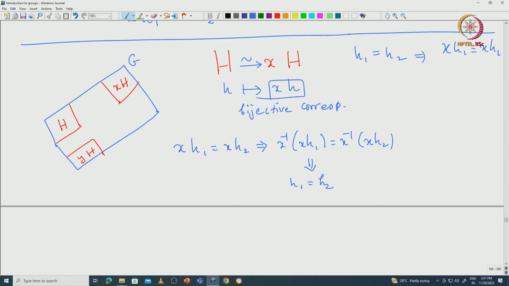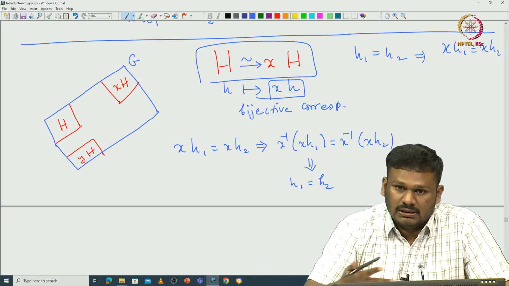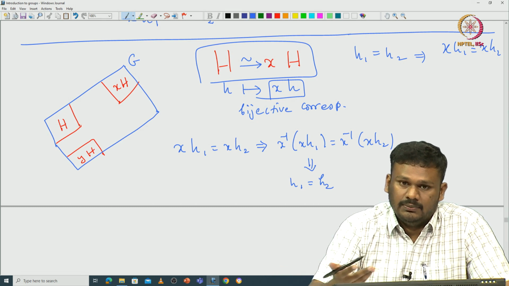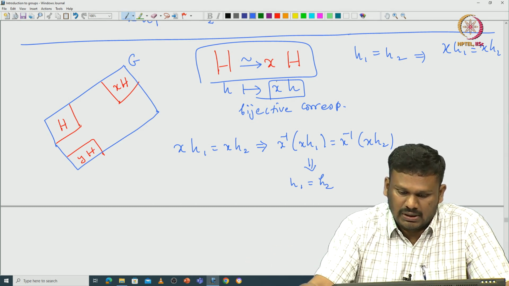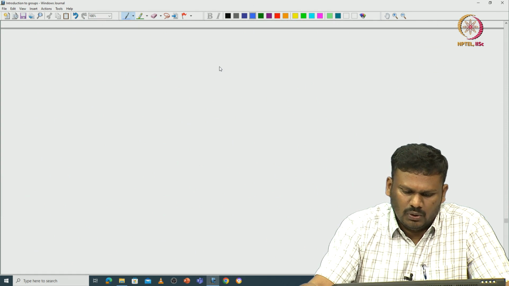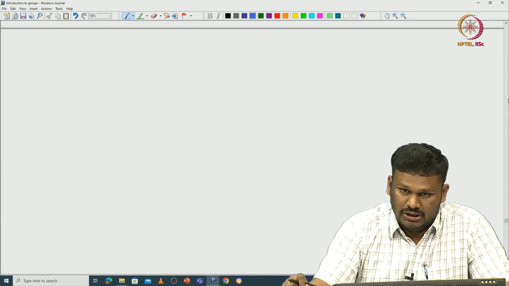By definition, you can see that it is onto, because any element of xH will look like x times small h, where small h comes from capital H. So this is the bijective correspondence. That is what we can say in general groups. Suppose your group has extra structure, for example, if it is a topological space and left multiplication is continuous, then this is actually a homeomorphism between H and xH. Such things can also be said if your group has some extra structure to begin with. But anyway, let us work with the cosets and see what else we can say. All the cosets look alike, they all look like H. That is what we saw.